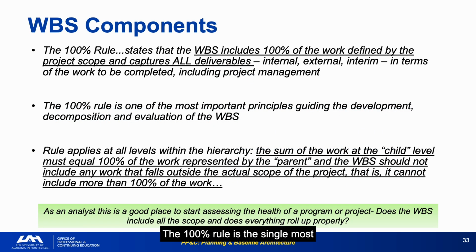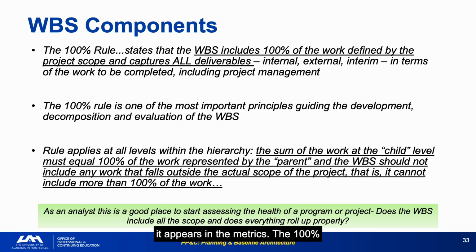The 100% rule is the single most important WBS quality criterion. The WBS must contain 100% of the work in the project scope, no more, no less, at every level of the hierarchy. When you're assessing a program's health, the WBS is a good place to start. Does it include all the scope? Does everything roll up properly? If not, you found a cost and schedule risk before it appears in the metrics.